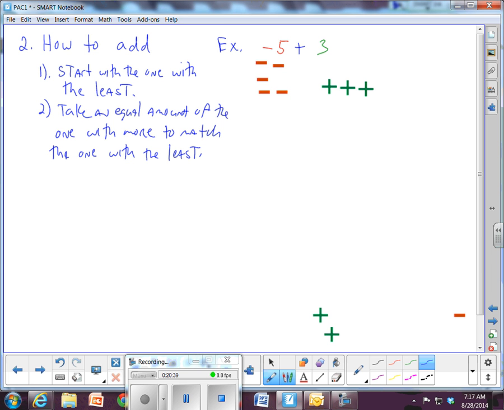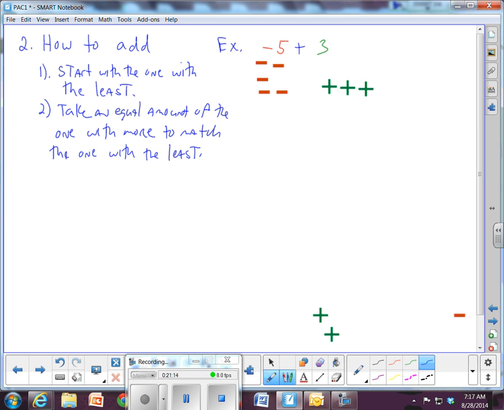When we're done, it's going to be very, very easy to add a positive and negative number and get the answer correct. It's going to happen very, very quickly, and it's all based upon what actually is going on, which is what I'm trying to show you right here. So hang in there, all right? I know it's taking a lot of time right now just to do -5 plus 3, but the reality is if we get our brains trained, by the time we're done, it's going to end up being so much easier, okay? So we just simply need to train our brains. If we do that, we will be in great shape. So take an equal amount of the one with more to match the one with least.